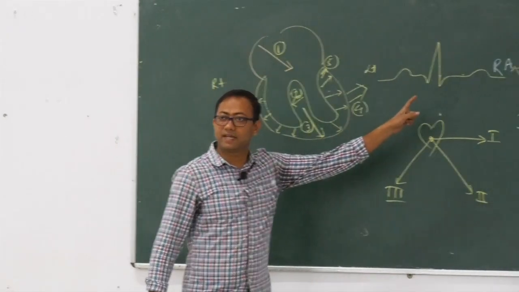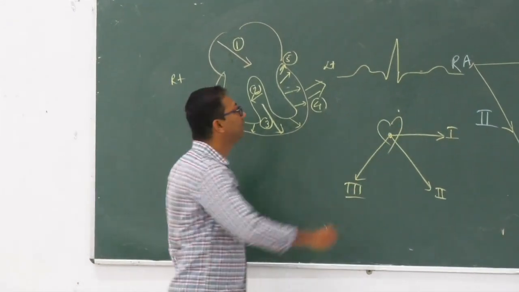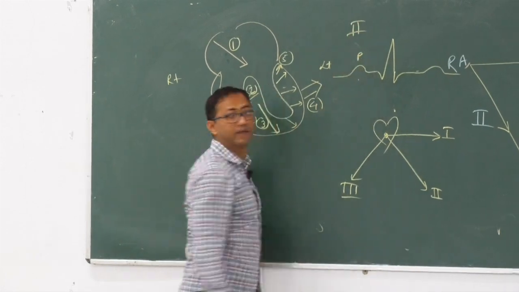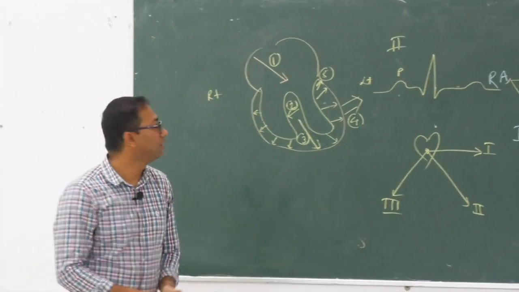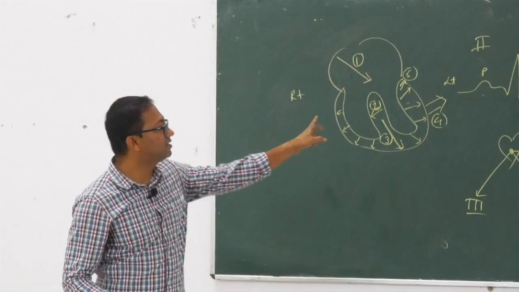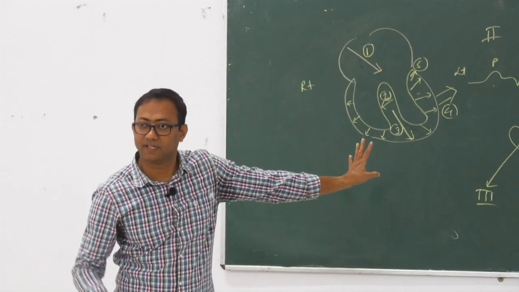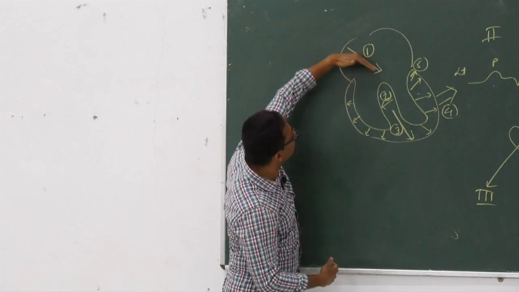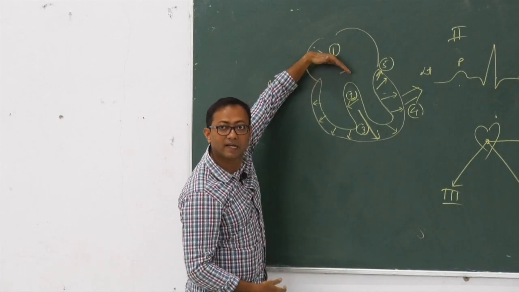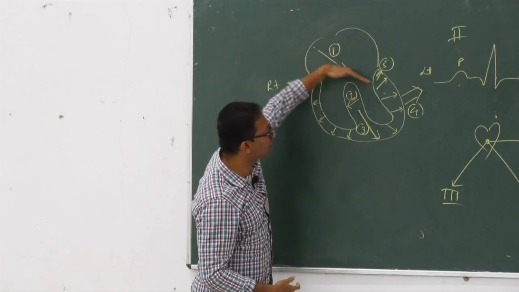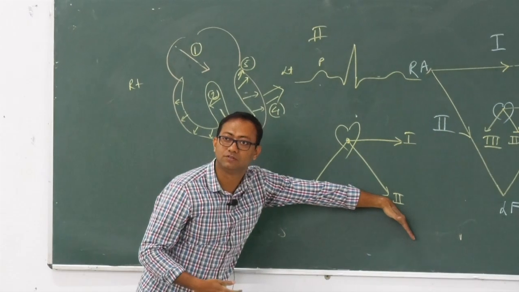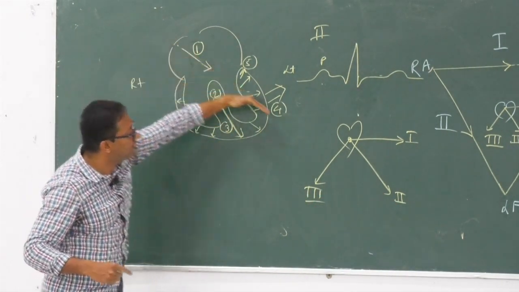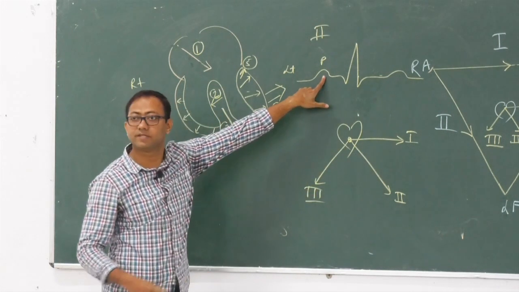So this is what the wave looks like in lead 2. Okay? Lead 2 wave. This is the P wave, right? Why P wave? So in lead 2, you can see the P wave is positive. It is a positive deflection. Why? So this is atrial depolarization. Atrial depolarization, the first vector, is moving towards lead 2. So a positive deflection.